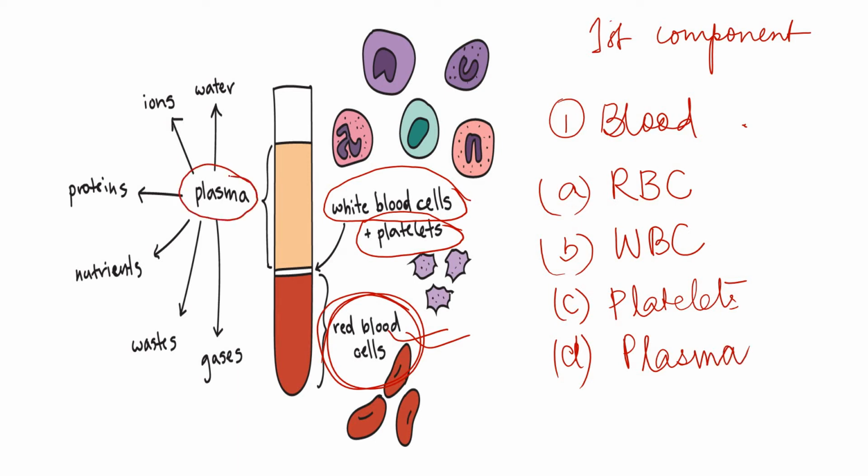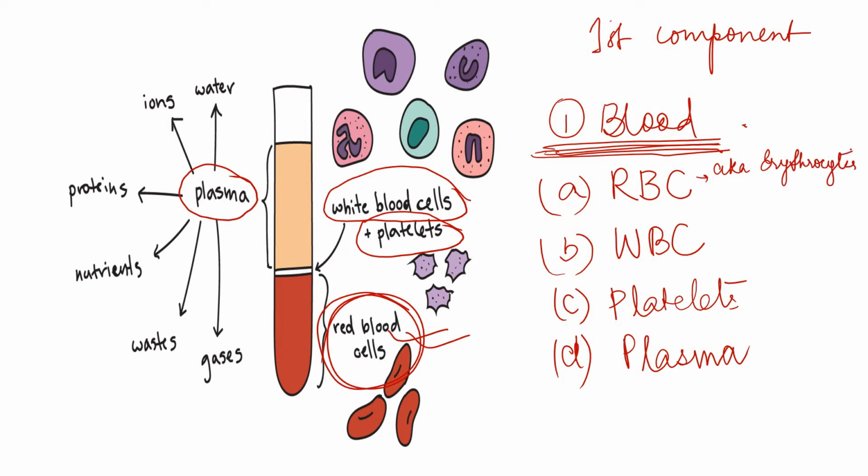Now we will talk about what each of these roles are in our circulatory system. Now RBC, this is the red blood cells. These are also known as, AKA, also known as erythrocytes.